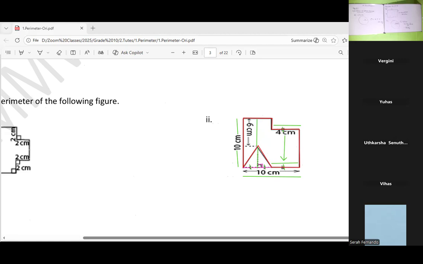I want to see who finishes first. Send me the answer in the chat. You have to apply a relationship. If you can remember, you can apply that relationship.